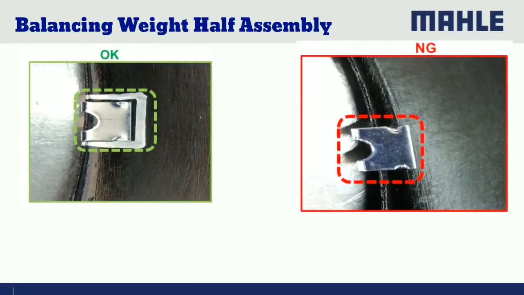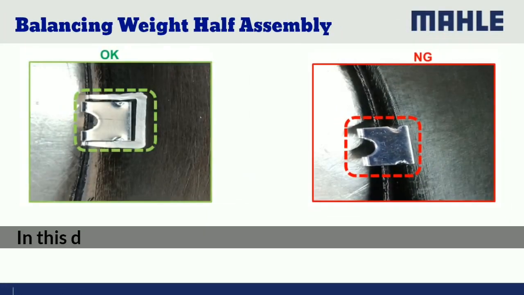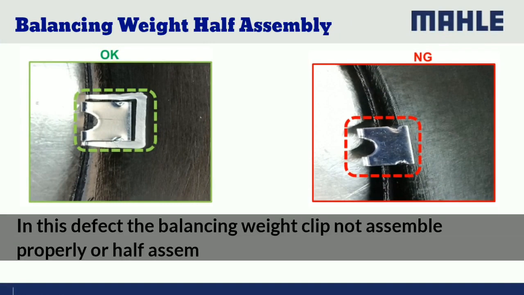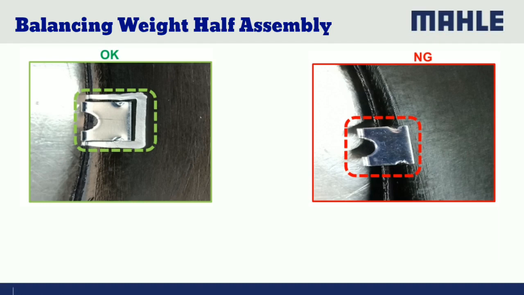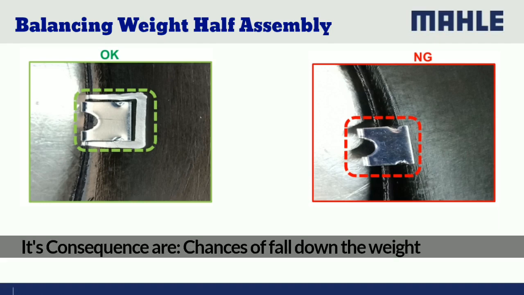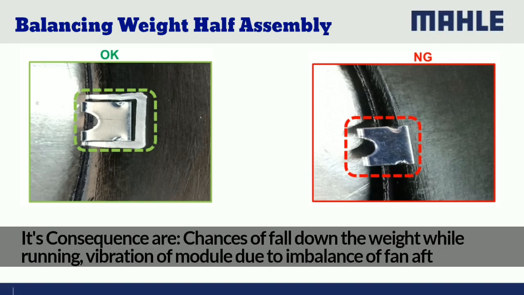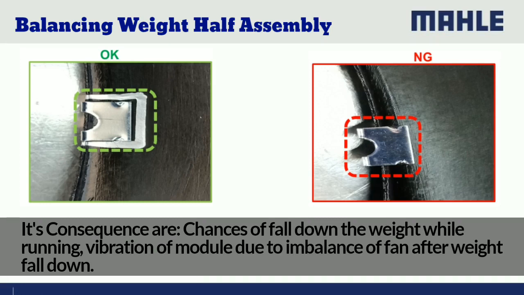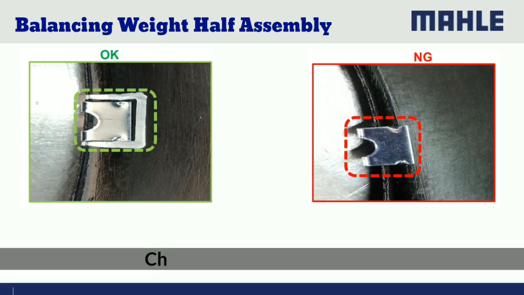Next is balancing weight half assembly. In this defect, the balancing weight clip is not assembled properly or is half assembled. Its consequences are chances of the weight falling down while running, and vibration of the module due to imbalance of the fan after the weight falls down. Its checking method is visual.